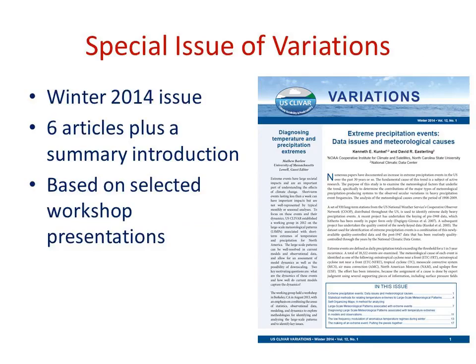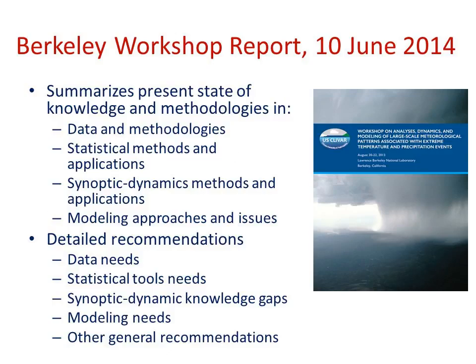One of the things that came out of that was a special issue of Variations about a year ago, and probably the most important thing that came out of that was a lengthy workshop report, again about a year ago. This summarizes our present state of knowledge and methodologies having to do with data and the needs for extreme events being somewhat different than your typical data needs. Extreme value statistics and their applications, also things like how you identify LSMPs in data. We have some summary of the synoptic dynamics and then some modeling approaches.